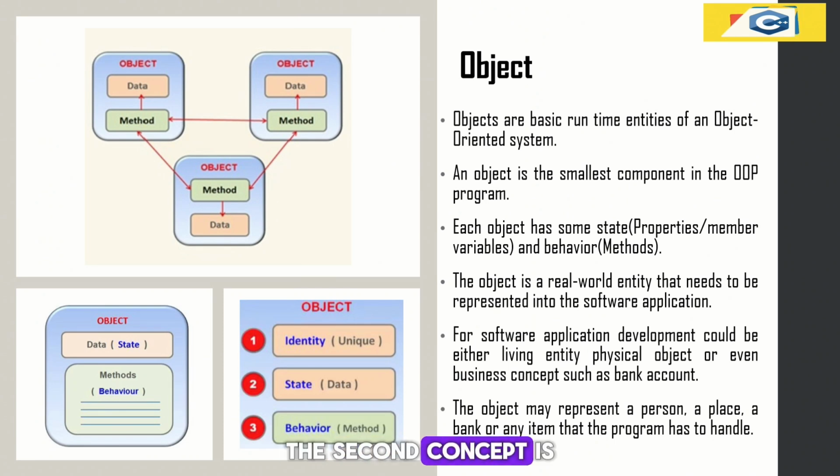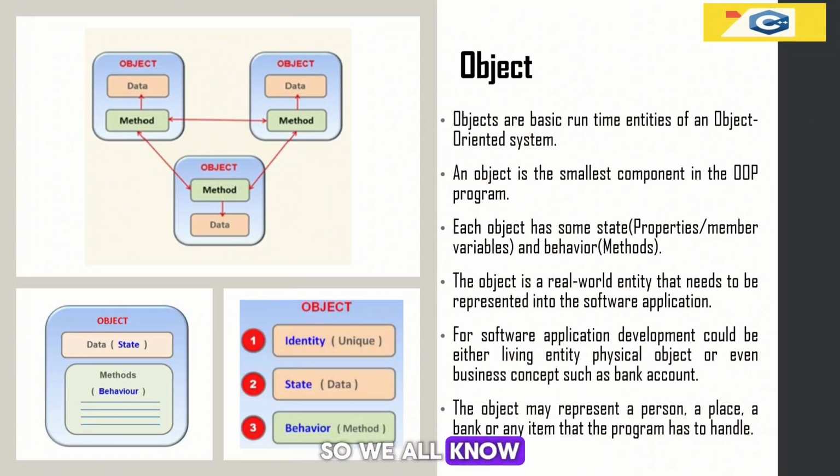The second concept is an object. An object is a basic runtime entity of an object-oriented system. Runtime entity. When we talk about a runtime entity, that means during runtime we use the object of the class to call the member function of that particular class.